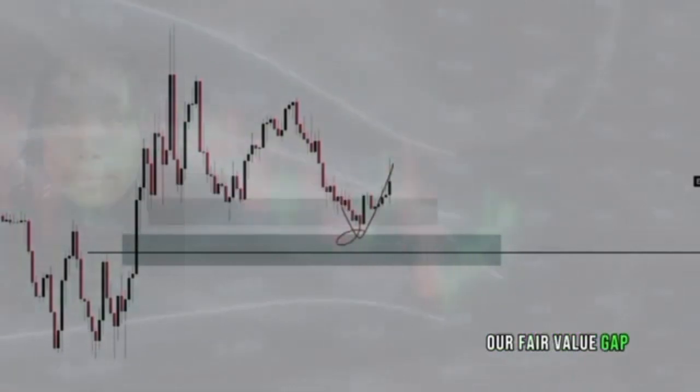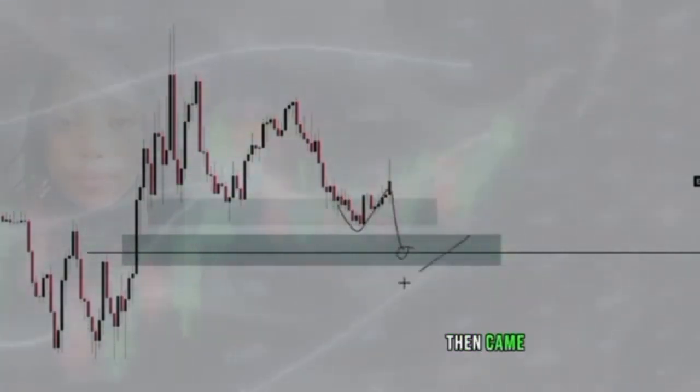Now, let's say that price came down here and made contact and then rejected, then this shelf would be disqualified, because price already made contact with our fair value gap. If price came down here, then rejected, then came down to our shelf, this will disqualify this fair value gap. So we want a clean fair value gap with a shelf inside of it.